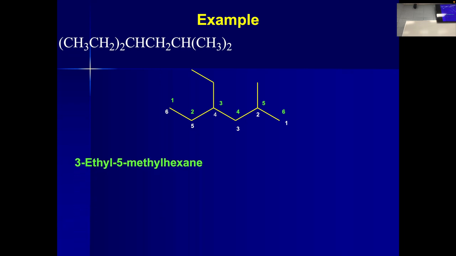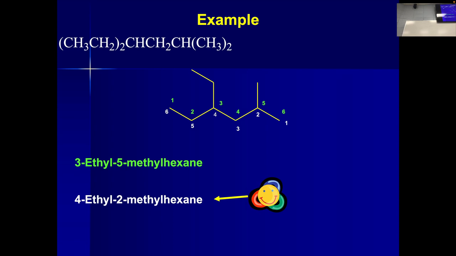Okay? So, if I go with the green numbering, I end up with 3-ethyl, 5-methylhexane. And if I go with the white numbering, I end up with 4-ethyl, 2-methylhexane. Which one's correct? The white one is the correct one, right? A little happy spinny face. So again, that's because it branches first.